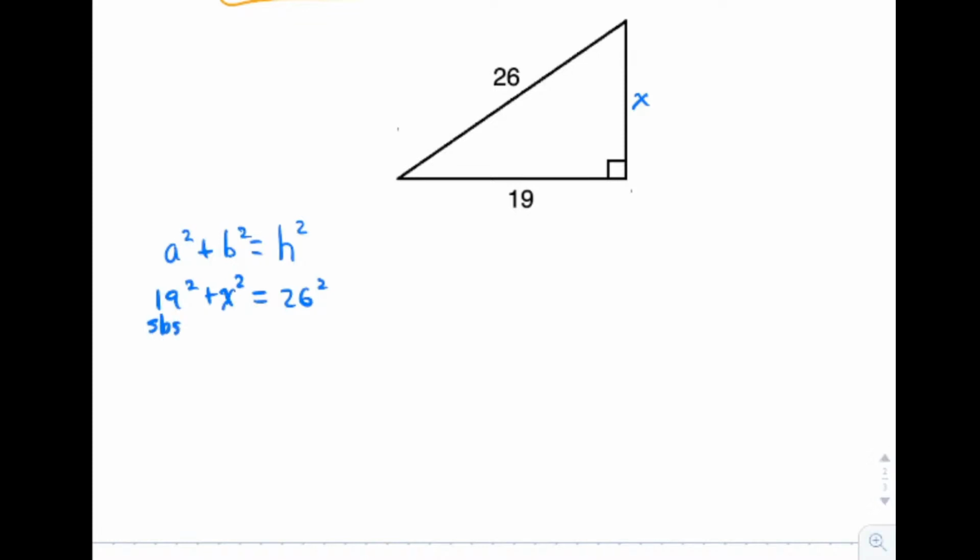Subtract this on both sides, that's what SBS stands for. I get 26 squared minus 19 squared. If I just write it like this, it saves me a lot of button pushing. Then I have to take the square root of both sides, making sure you're putting everything in the square root, like this. It's all in the square root.